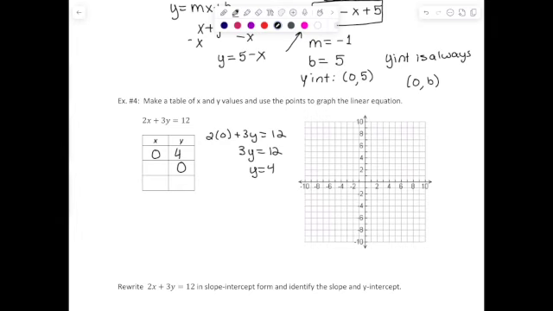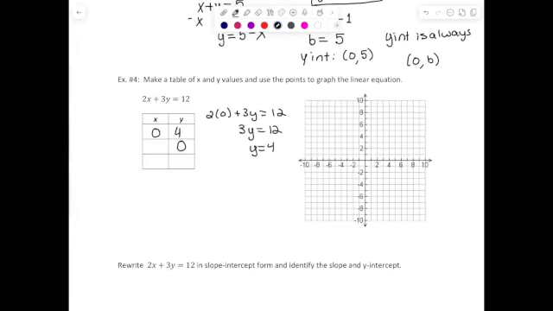Okay? The next thing we want to plug in is 0 for y, so we get 2 times x, so 2x plus 3 times 0 equals 12. That indicates 2x equals 12, x equals 6. Perfect, (6, 0). We can plot these points and then draw the line.